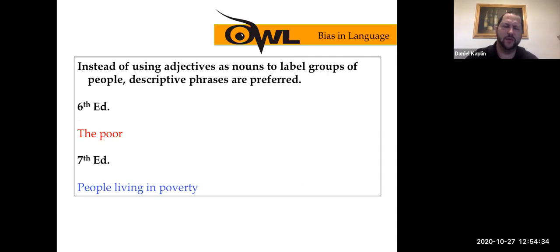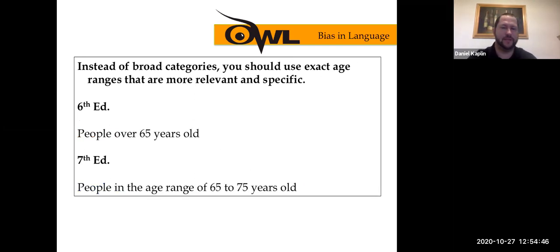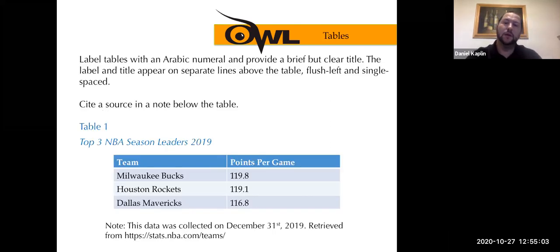So other things, we no longer use the term the poor. We want to use person first language. So instead of labeling people as the poor, we say people living in poverty, right? So we treat them as a person. We're more specific in age range. So we no longer say people over the age of 65 or older adults. We specify people in the age range of 65 to 75 to reduce bias.